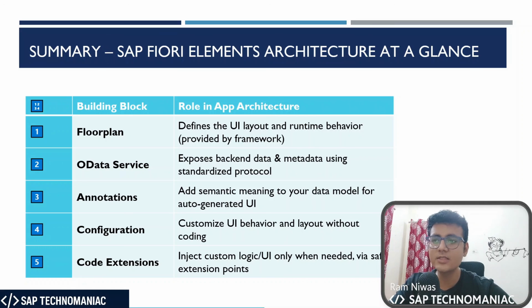Fifth is the Code Extension. It adds custom logic or custom UI, whenever it is needed, via a safe extension point. Together, these components let you build modern SAP applications without writing UI code. Use annotations and configurations as much as possible. Only use code extensions when you really need them, and always through supported methods only. This is how you build clean-core compliant front-end applications.